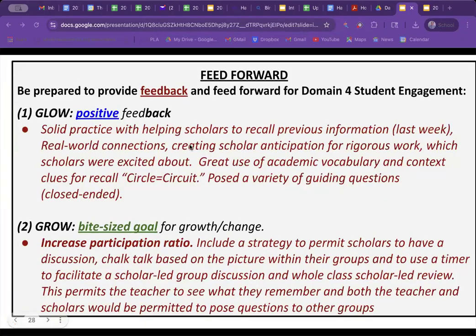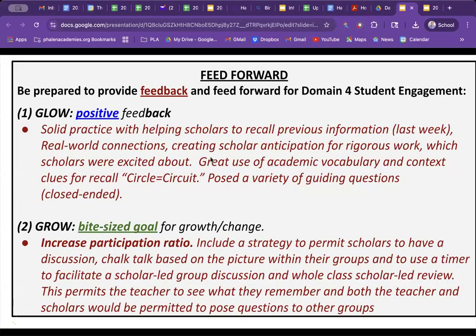All right, so now let's look at some of the feedback and feed forward that was given to the teacher. So glow, here's a glow that was given to the teacher. Solid practice with helping the scholars to recall previous information from last week, real world connections, creating scholar anticipation for rigorous work, which scholars were excited about, and great use of academic vocabulary and content clues for recall, like circle equals circuit. And you posed a variety of guiding questions that were closed-ended.